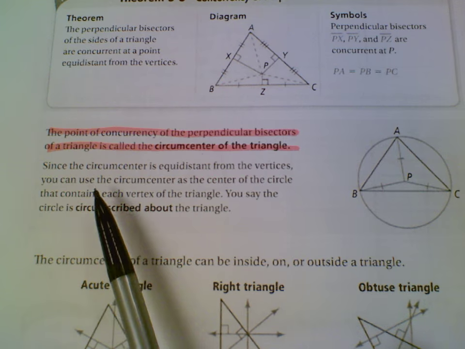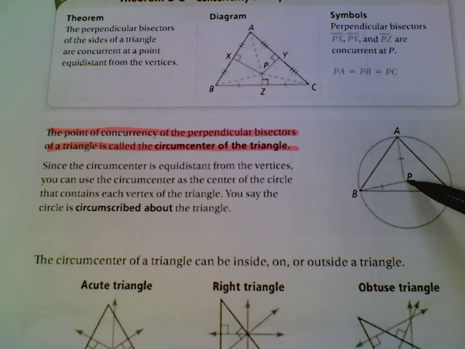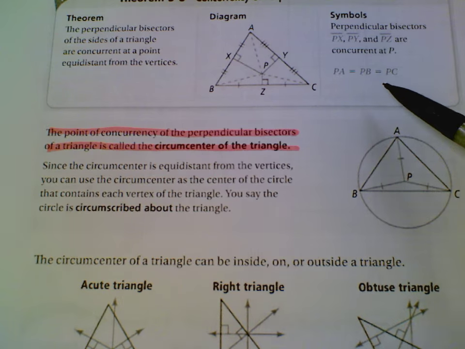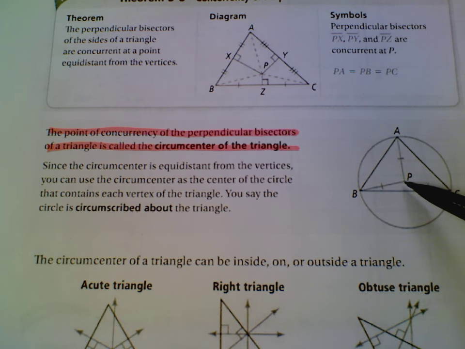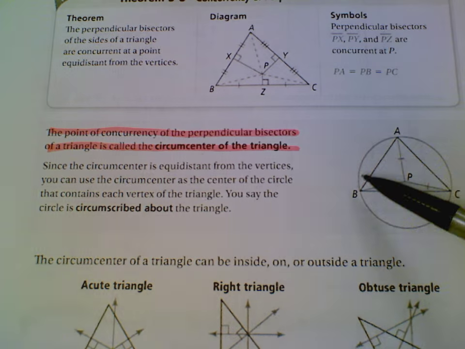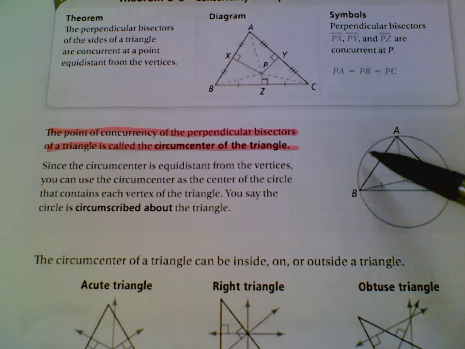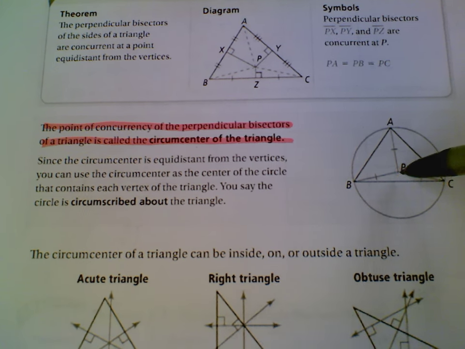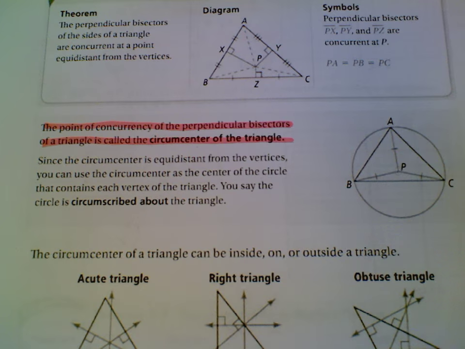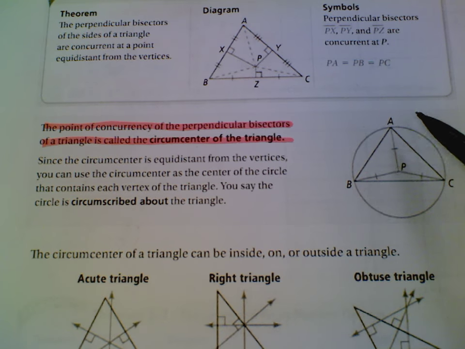I also gave you this brief description just so you know about circumscribed about. Since the circumcenter is equidistant from the vertices, which is what this theorem up top was just discussing, you can use the circumcenter as the center of a circle that would contain each vertex of the triangle. So this would be the center of my circle. It'd be like if I put my compass point here and drew a circle. And then they say that that circle is circumscribed about the triangle.